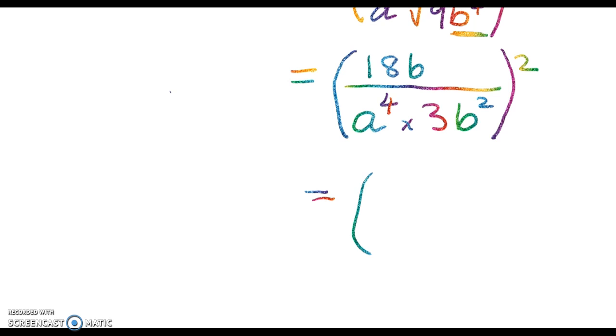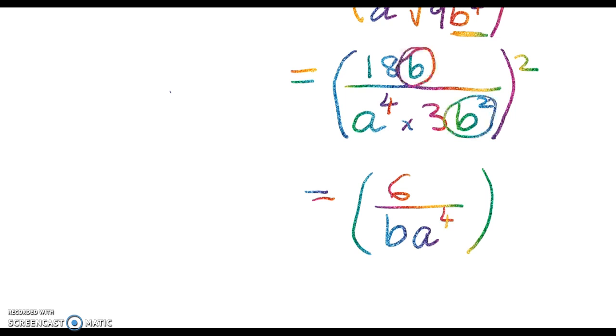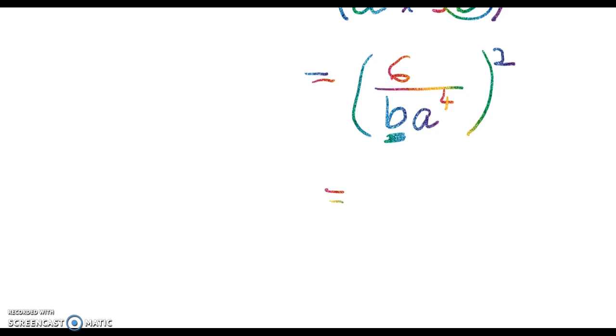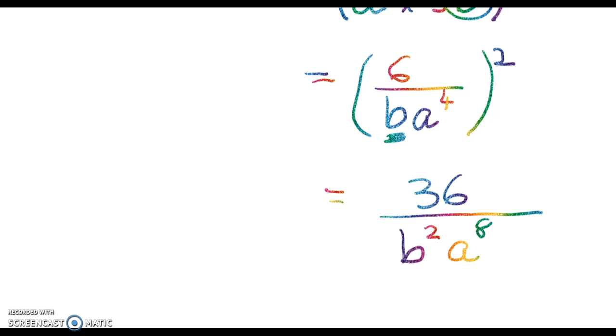So working with what's inside the brackets, we've got 6 over b a to the power of 4. So we've got a b here and a b squared here. So that's how come I get the b down here. And that has to be squared. So my final answer here is 36 divided by b squared a to the power of 8.